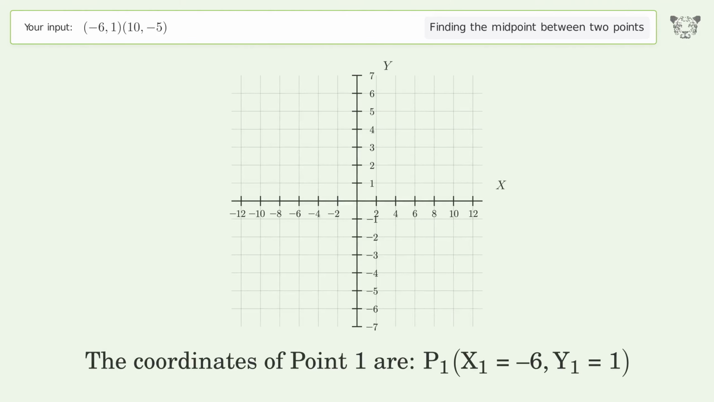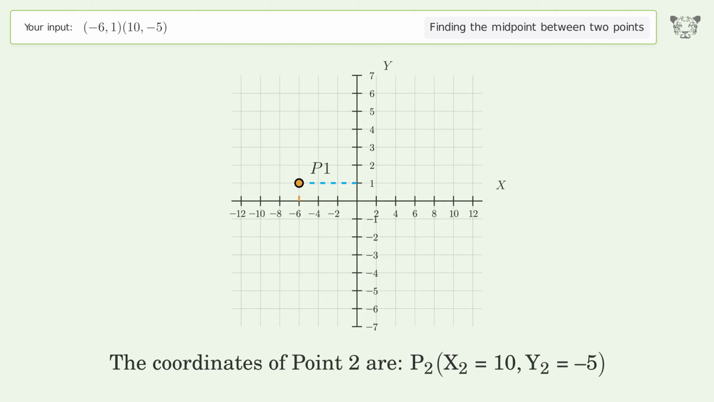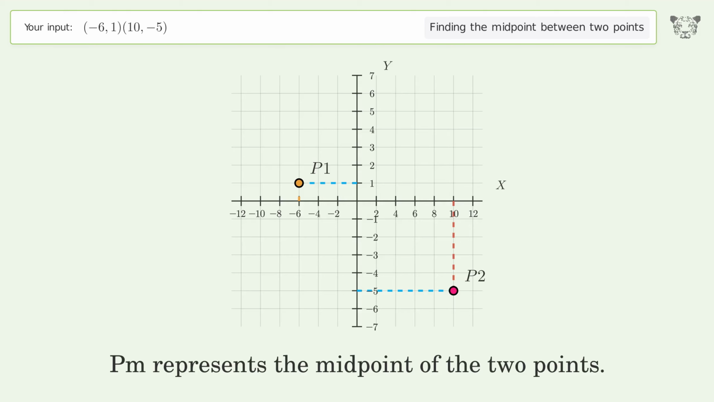The coordinates of point 1 are, x1 equals -6, y1 equals 1. The coordinates of point 2 are, x2 equals 10, y2 equals -5. PM represents the midpoint of the 2 points.